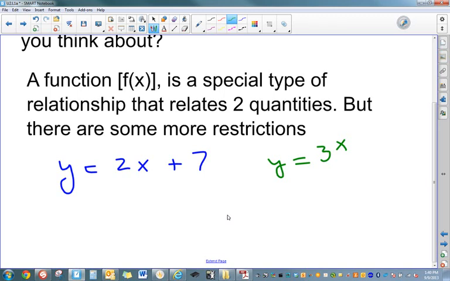So they both are defined relationships. They're both functions, because all they are is representing two quantities. Let's talk about ways that we can represent them.